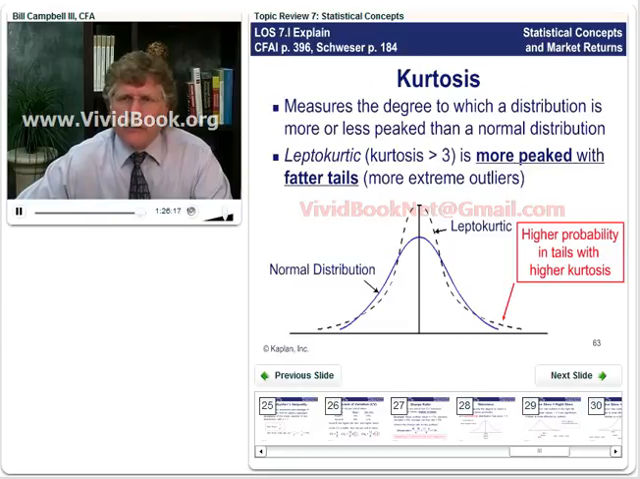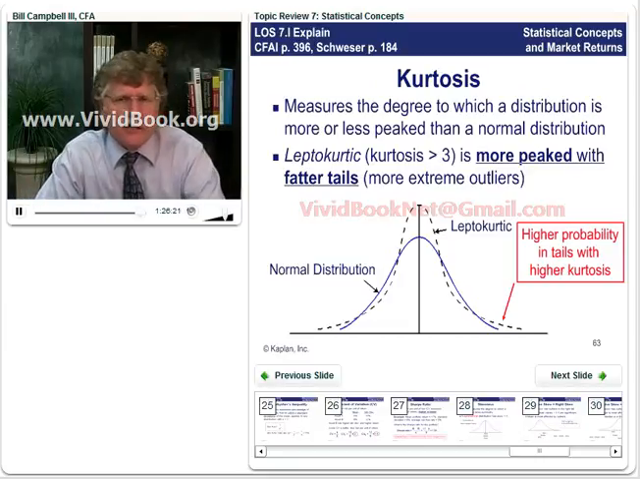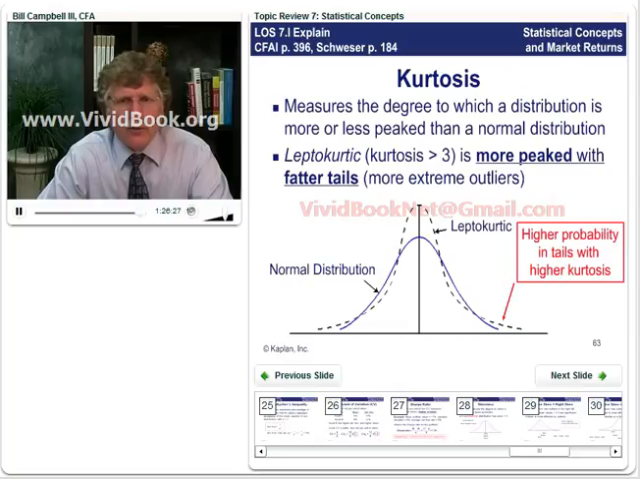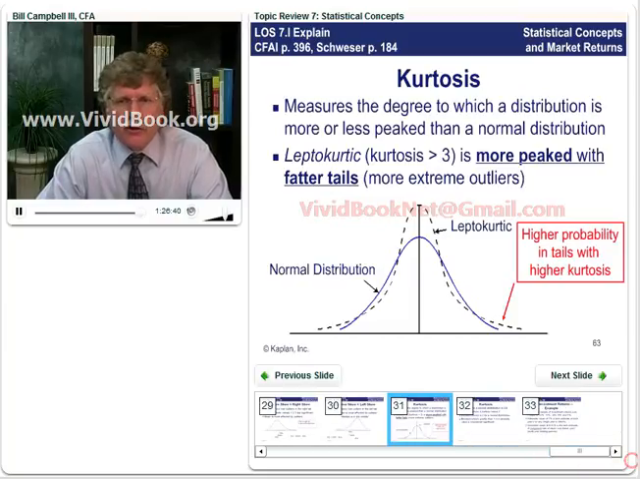All right, next we come to kurtosis. Kurtosis gives you an idea of whether or not your probability distribution has a higher peak in the center than a normal distribution. We'll talk a lot about normal distributions in the next study sessions, but for right now, just understand that a normal distribution has a kurtosis of 3.